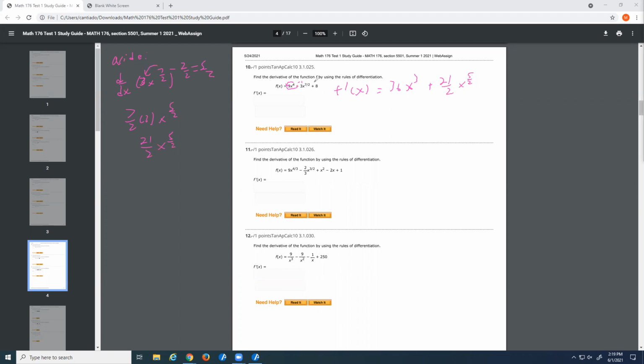And then again, the derivative of a constant, the derivative of this 8, is just going to be 0, so no need to write anything. From here, I don't think there's any valuable simplification you can do, so I think this is a perfectly fine answer. Number 11 is pretty similar, just a little more complicated with some of those fractions, but it should be a similar process to number 10.